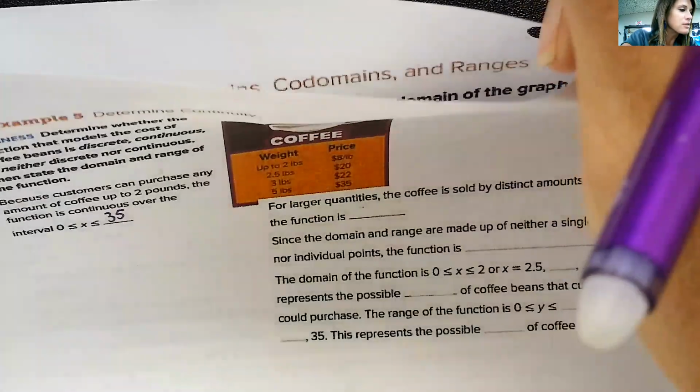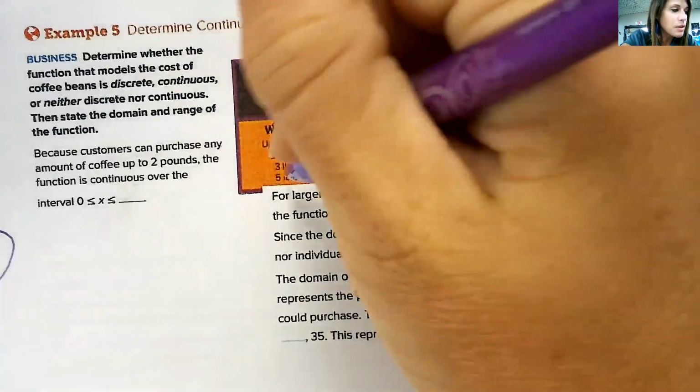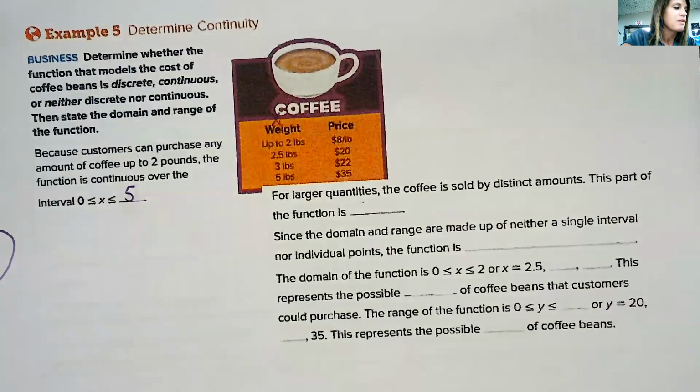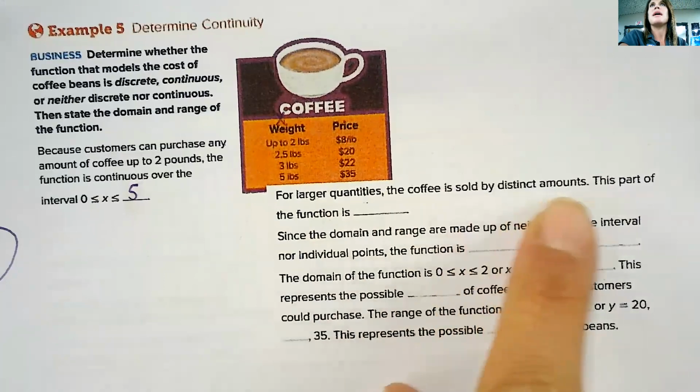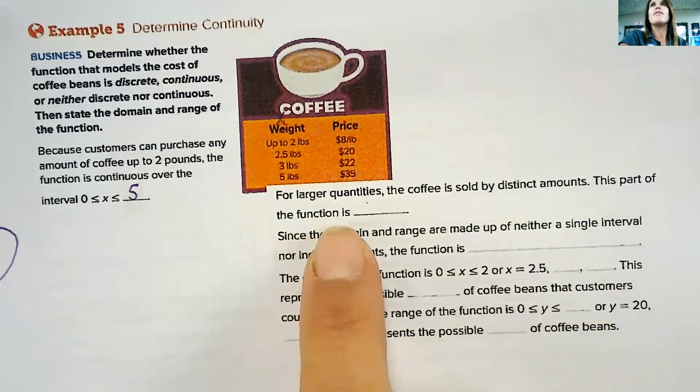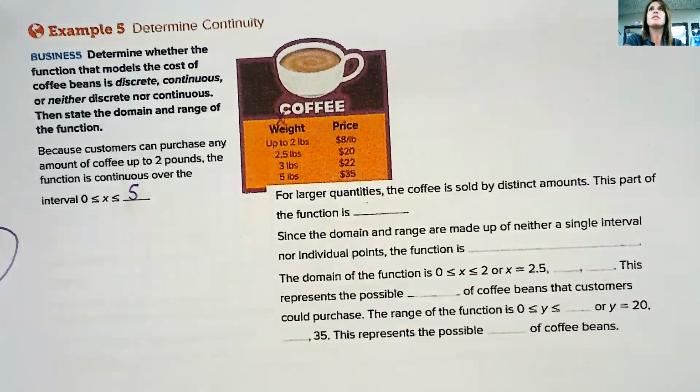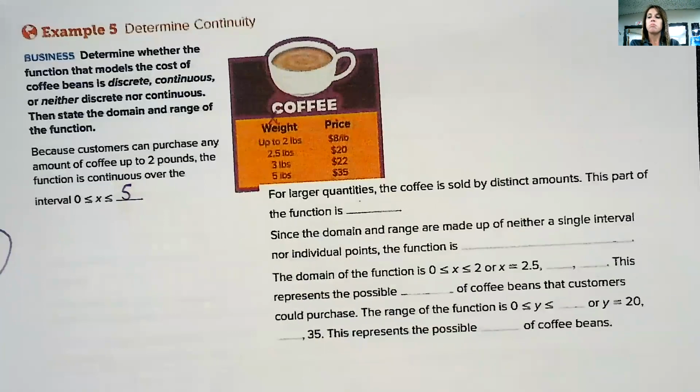Oh, no, how many pounds? How many pounds could they purchase? That's the X's. The X's is the weight, and they could purchase 5 pounds. For larger quantities, the coffee is sold by distinct amounts. That part of the function is... I think they want us to say domain there. Let me double check. I don't want to plug in the wrong thing and confuse you later on.